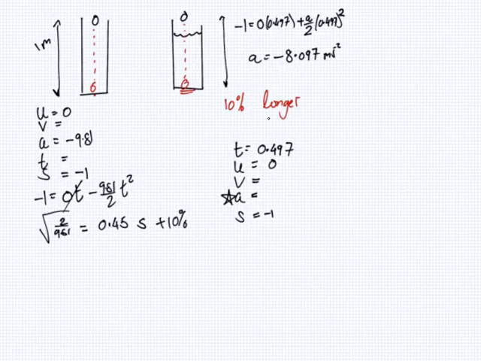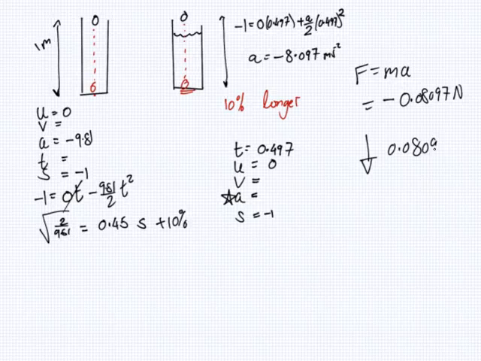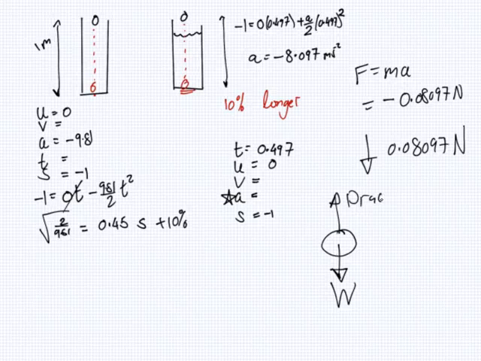Okay, so let's calculate the force. F equals ma. What did I say the mass was? 10 grams, wasn't it? Yeah, so if I just multiply this by 0.010, the force is minus 0.08097 newtons. So in other words, 0.08097 newtons down. What forces are acting on this ball? There's two forces, weight and drag. And which one is bigger? The weight is bigger, yeah.